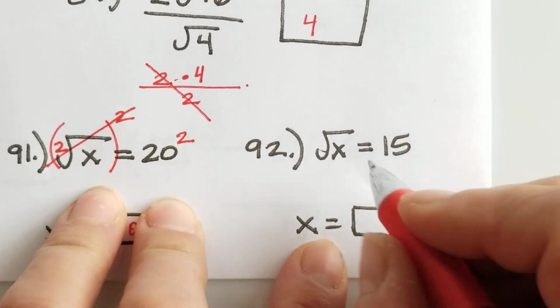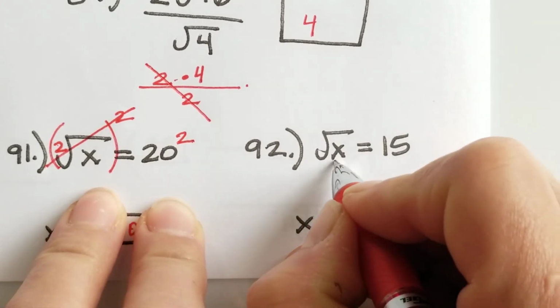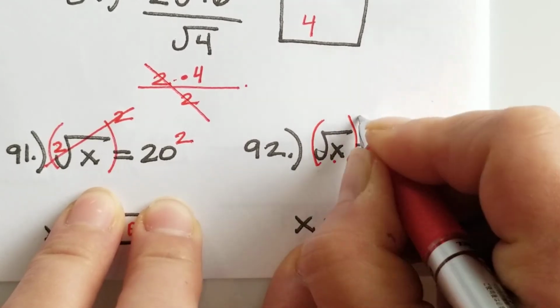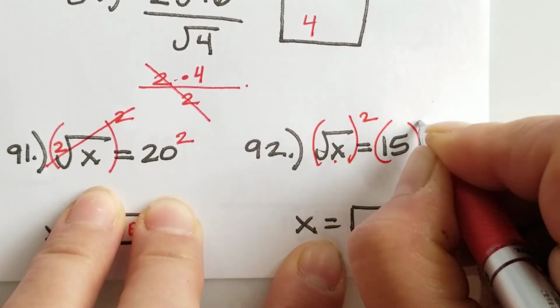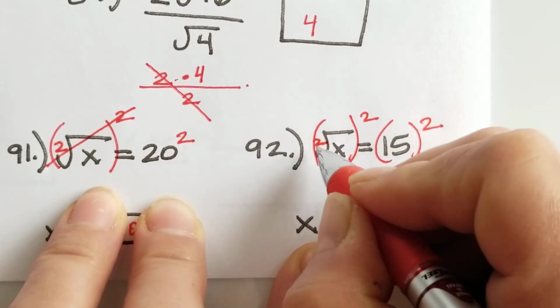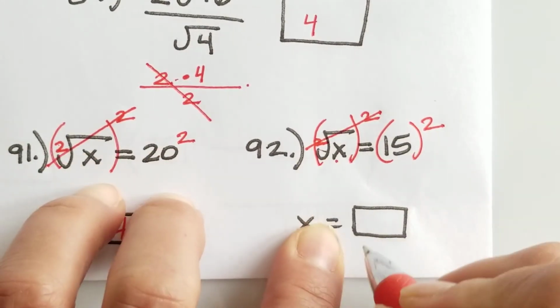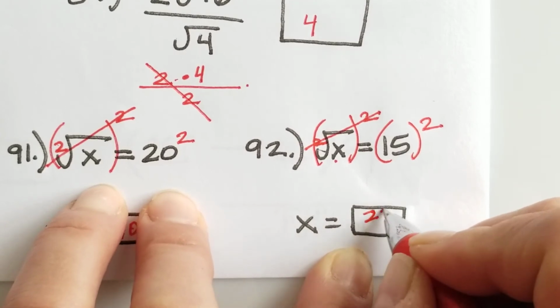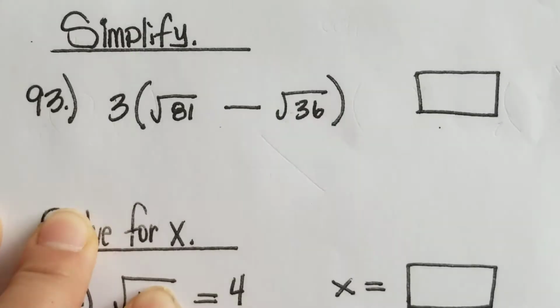Next, moving on. I need to solve for x, but I have this square root here, so I'm going to square both sides by 2. Remember the little 2 index there, that all cancels out. I'm left with x is 15 times 15 is 225.